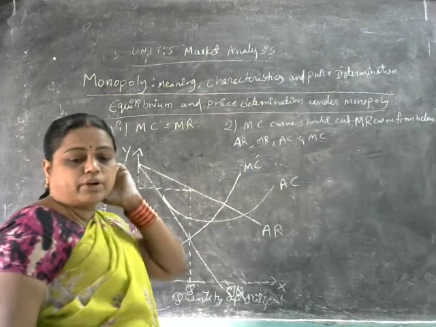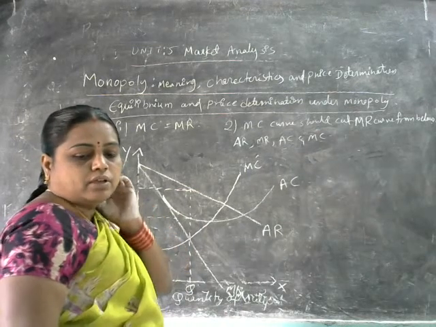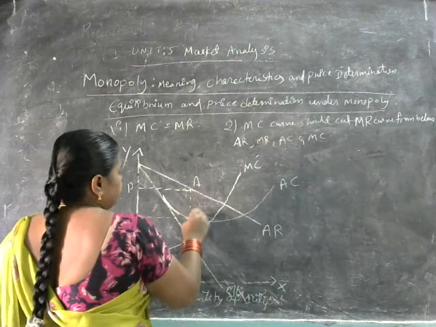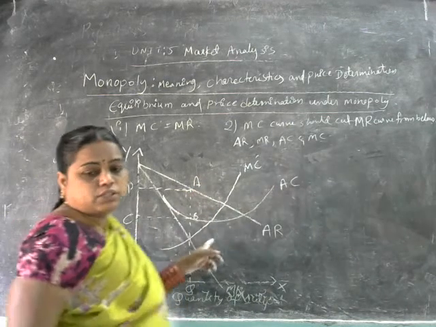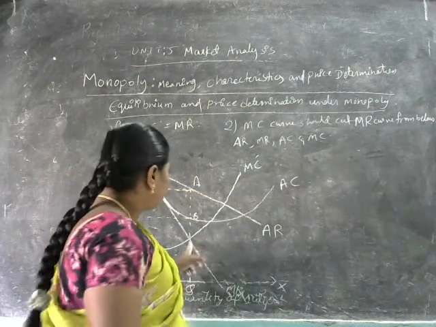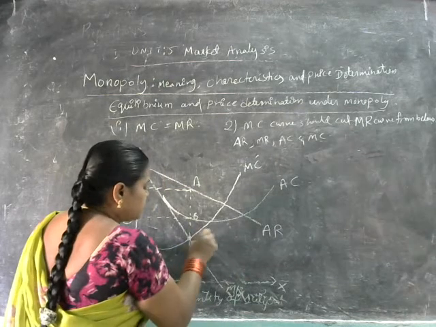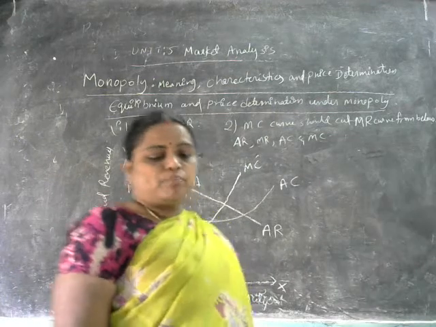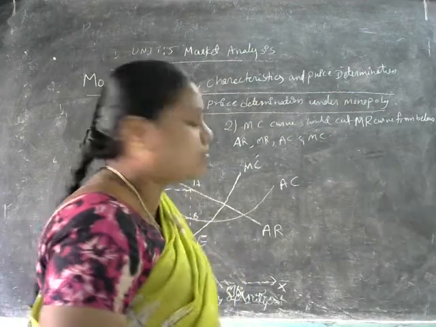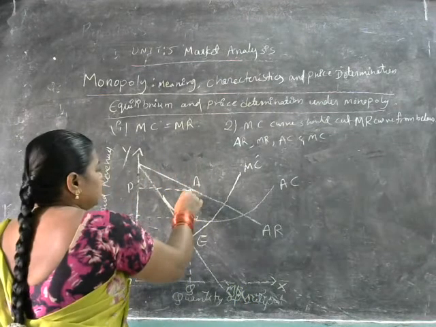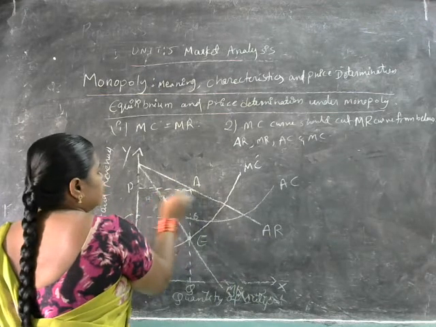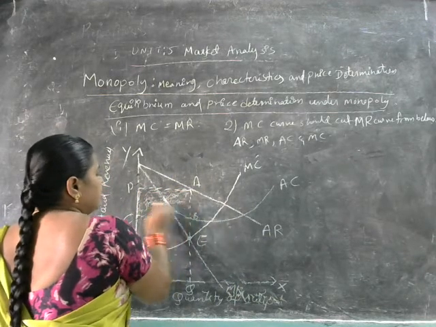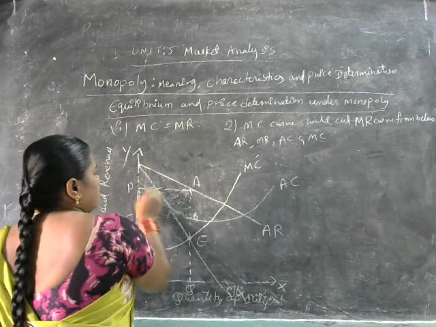So this is the point where the firm is going to be earning the profits: P, A, B, C. This point we are calling the equilibrium position. E is nothing but the equilibrium position here. This shaded area is nothing but the maximization of profits.